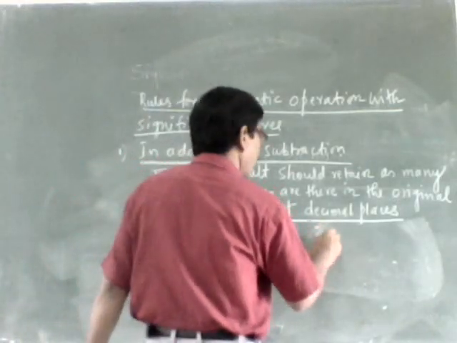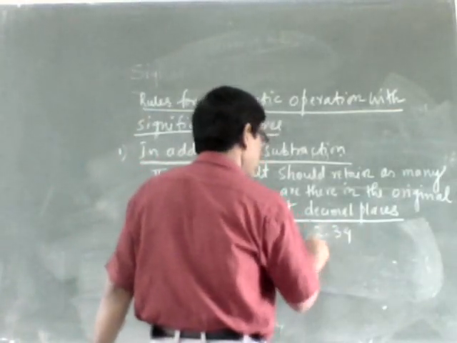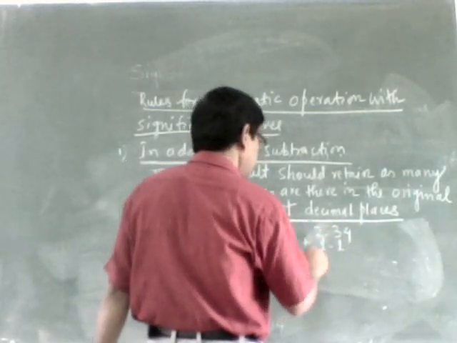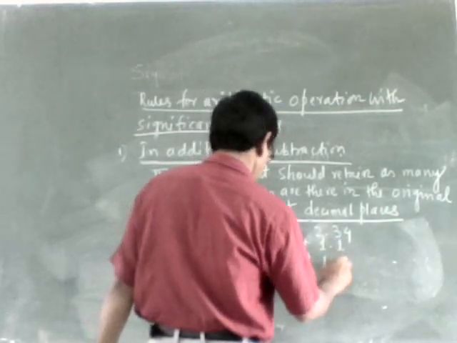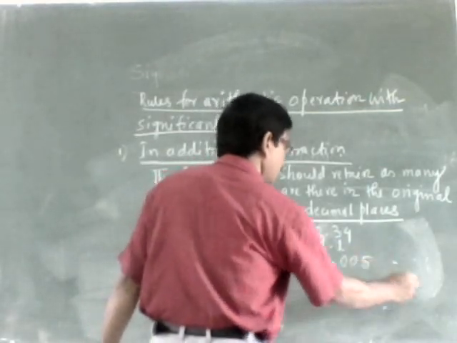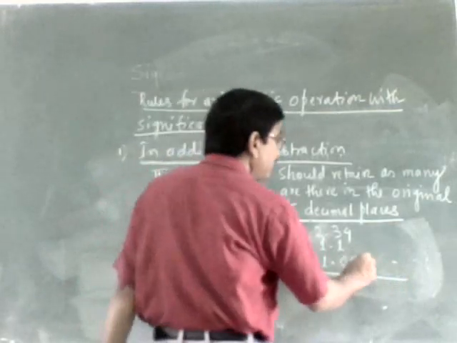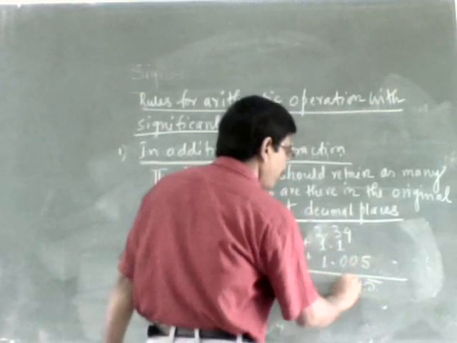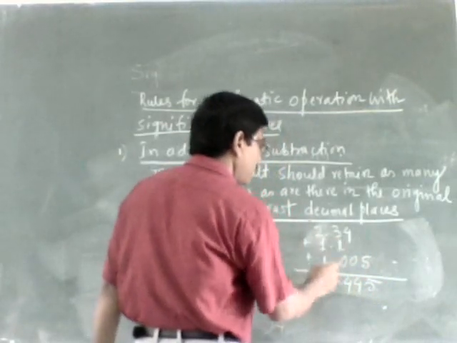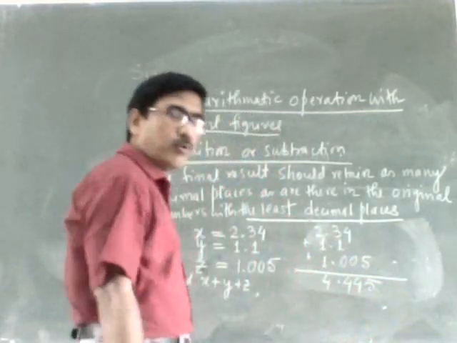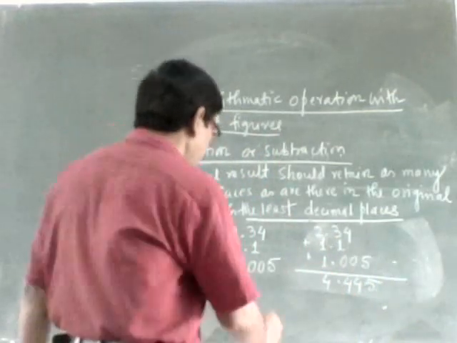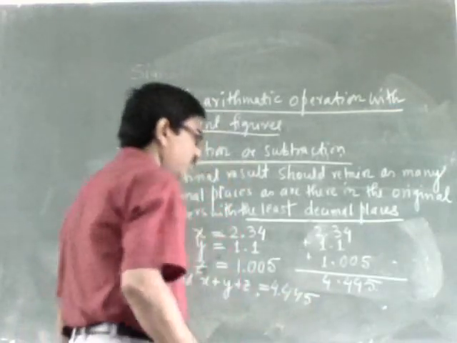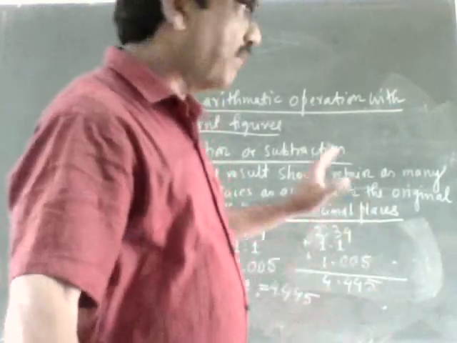So x is 2.34, y is 1.1, and z is 1.005. Add them, what do we get? So 4.445 is what you get. So what will be the final result?